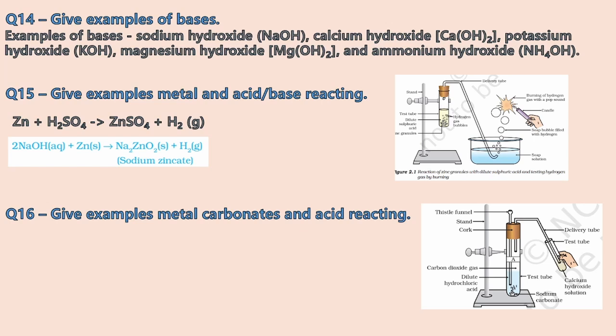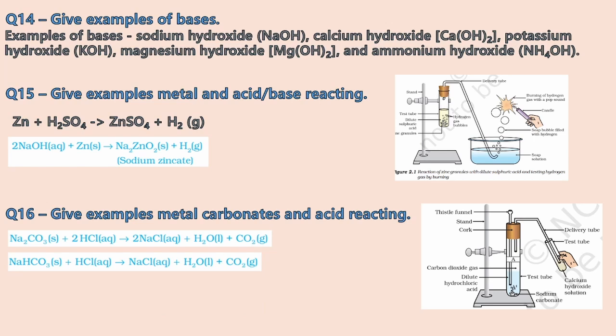Now, the carbon dioxide is passed through a solution which has calcium hydroxide, as seen in the picture. It will create calcium carbonate, because the carbon dioxide and calcium hydroxide react with each other to form calcium carbonate. So the first reaction, sodium carbonate reacting with dilute hydrochloric acid, will give you sodium chloride, the salt, plus water plus carbon dioxide. This is the main equation.